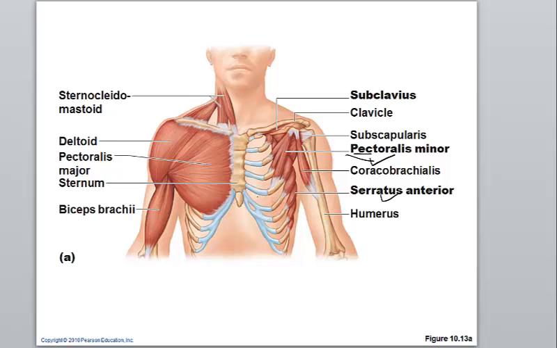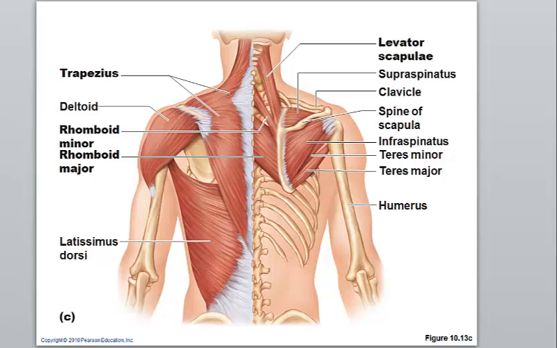Now let's look at the posterior view of the muscles of your thoracic region. Okay, posteriorly, what all do you have? You have your trapezius.